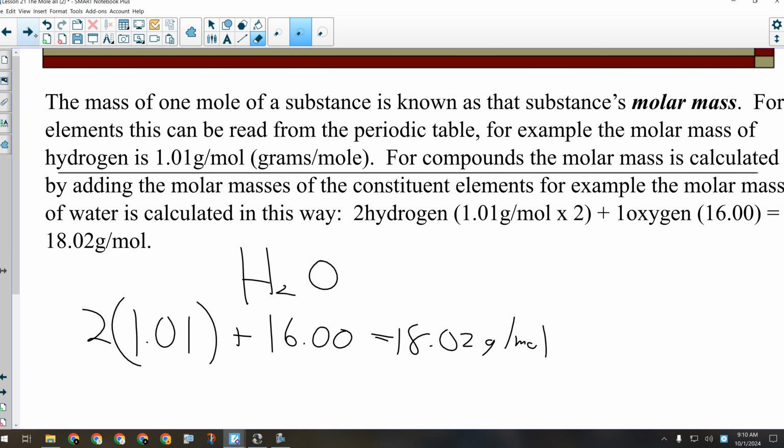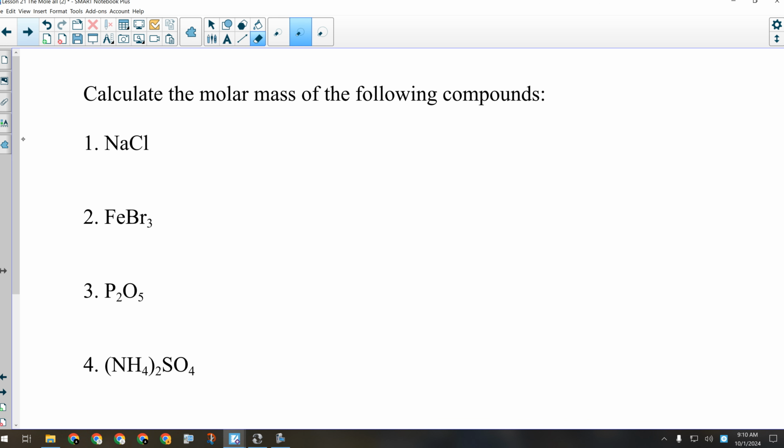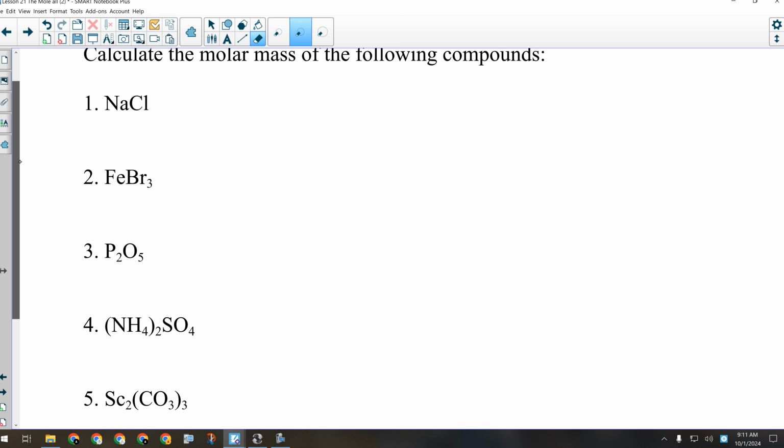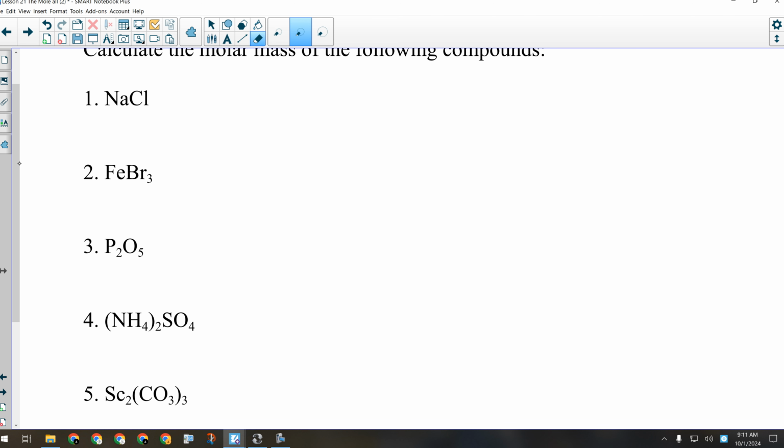Then, I want to have you guys try a couple. They get progressively more involved. I want you to calculate the molar mass of these compounds. Remember, all you're doing is looking them up on the periodic table and adding them together. But keep in mind, if you got little numbers, then you got to do some multiplying.